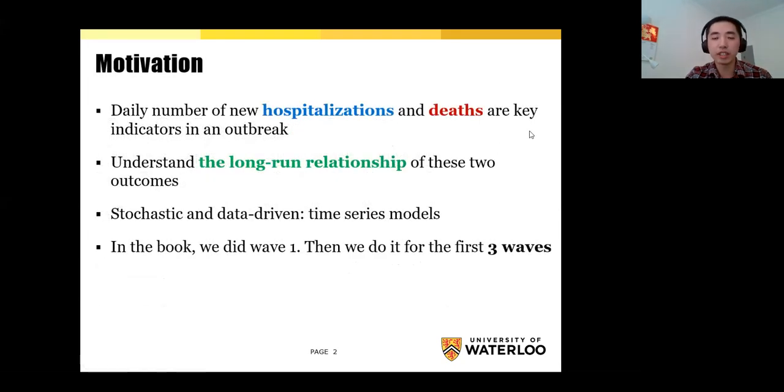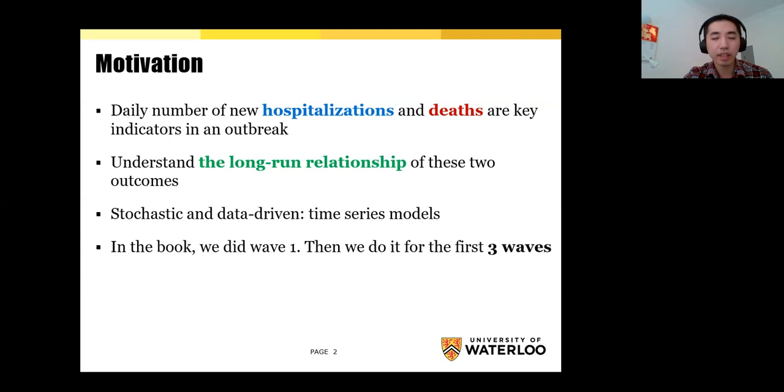Starting with the motivation. What we are looking at are the daily number of hospitalizations, as well as the daily number of new deaths in Ontario from COVID-19. Many people have been looking into this, and we took a quite novel perspective by trying to understand if there is any long-run relationship between the two outcomes.